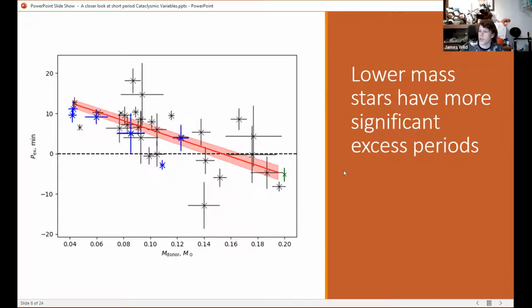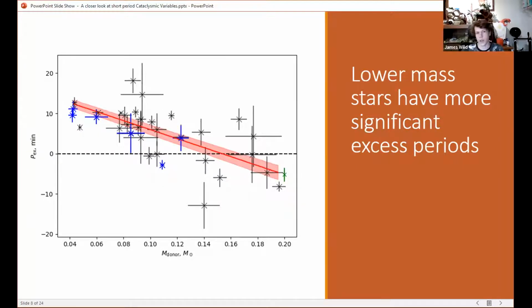And we can see that at these larger donor masses over on the right, the models are pretty good. They're okay. There's a lot of scatter, but the error bars are quite large, so it's maybe fine. But as we get to lower donor masses, it really starts to get pretty far from zero. And that suggests that we're missing more momentum loss at lower masses.